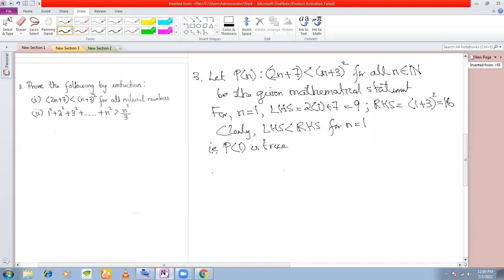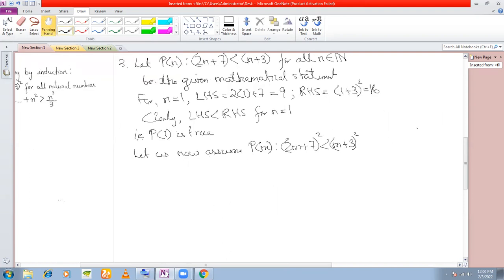Let's now assume the statement for Pm. So let us now assume Pm. What is the statement? 2m plus 7 is less than m plus 3 whole square for all m belongs to N, right? Sir, there will be no whole square on 2m plus 7. Yes, this is a mistake.